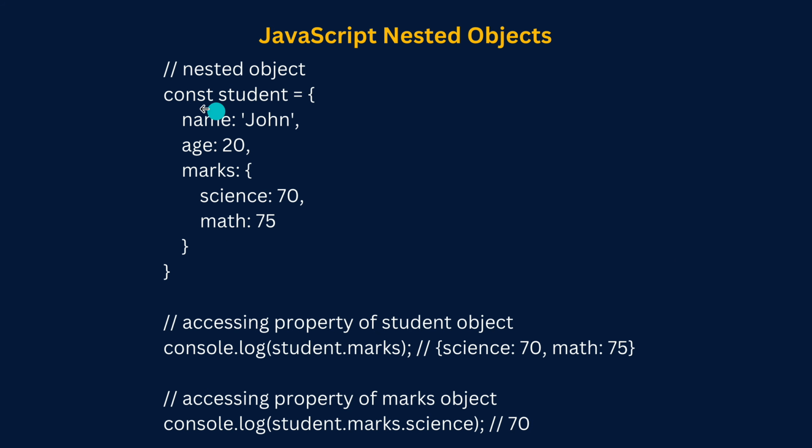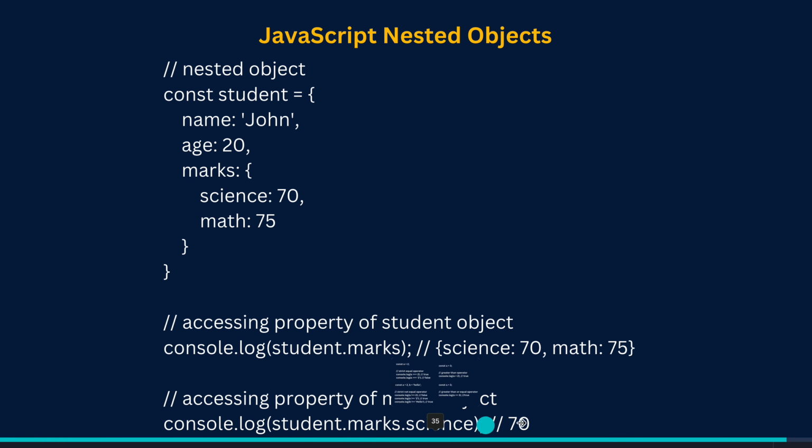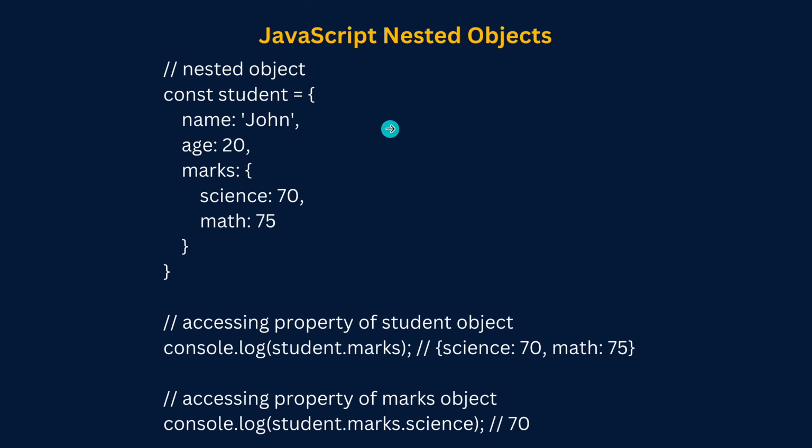This is a nested object. This is const student, name John, age 20, and within that there is a nested object marks, science 70, math 70. If I want to access the marks only, console.log the object name then marks, it will return science 70, math 70, right? If I want to get the marks in science, student.marks.science, it will return 70. I think it's pretty much clear to you. Or should I demonstrate one?